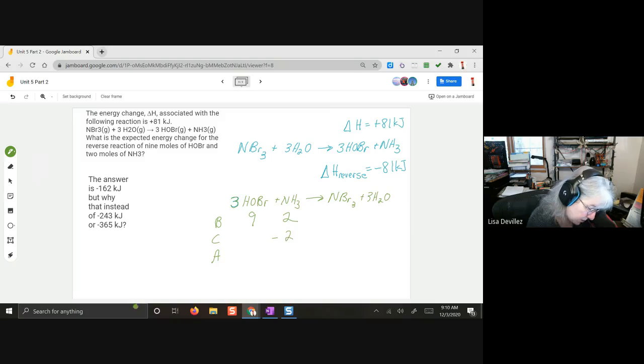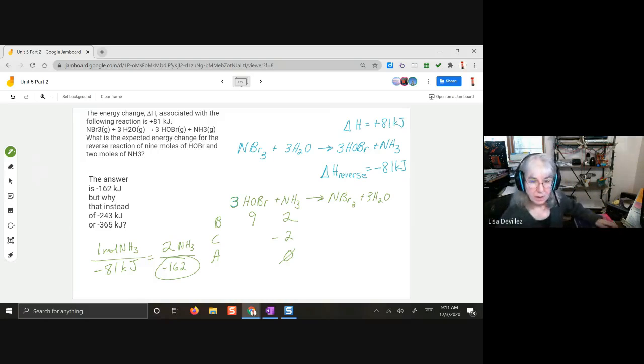So, 2. All right, so my equation says that 1 mole of NH3 releases 81, minus 81 kilojoules. And then I have 2 moles of NH3. And so, yeah, so it's times 2. So that's why you get minus 162 for that one on there.